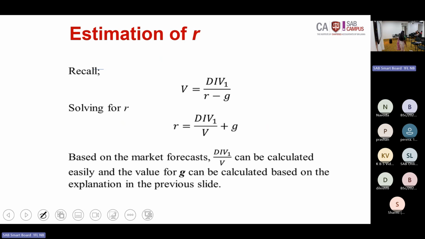Okay. The next one. Calculation of the required rate of return, or R. Estimation of R. We previously did the estimation of growth rate, or estimation of G. Now we are moving forward to calculate R, the required rate of return. What do you mean by required rate of return? So far we did a lot of calculation. For what have we taken R, the required rate of return?